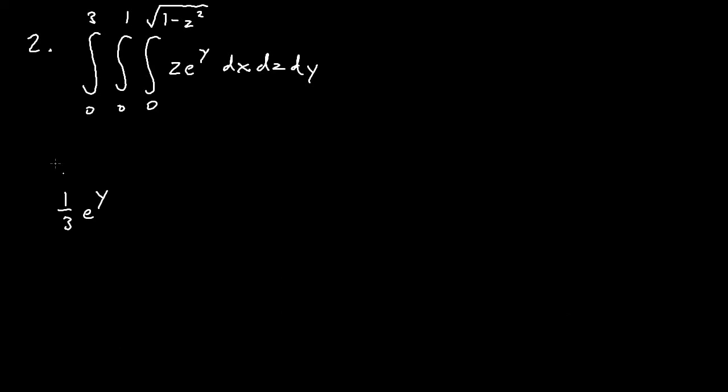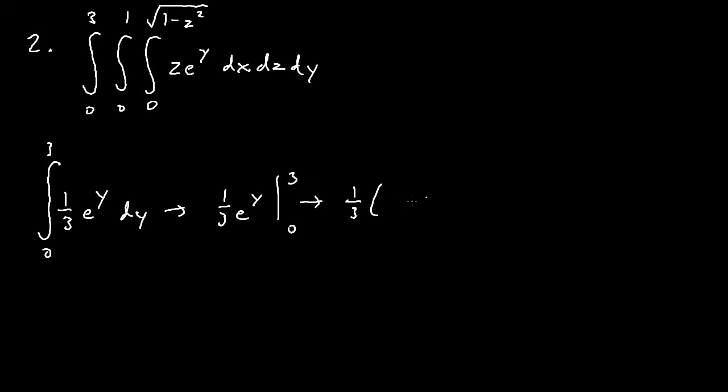So now I can finally evaluate the outer integral from 0 to 3 with respect to y. The integral of 1/3 e to the y is just 1/3 e to the y. If I evaluate that from the y bounds of 0 to 3, I'll write 1/3 first. When I plug in 3 for y, we'll get e cubed. When I plug in 0, e to the 0 is 1. So we're just left with 1/3 times e cubed minus 1 as the final answer.